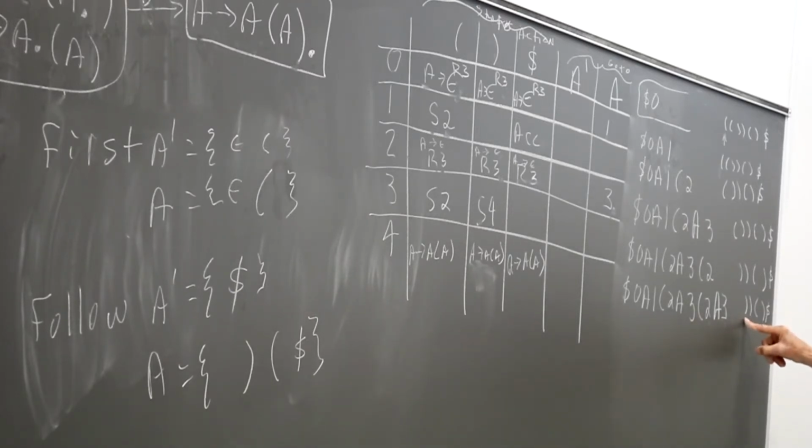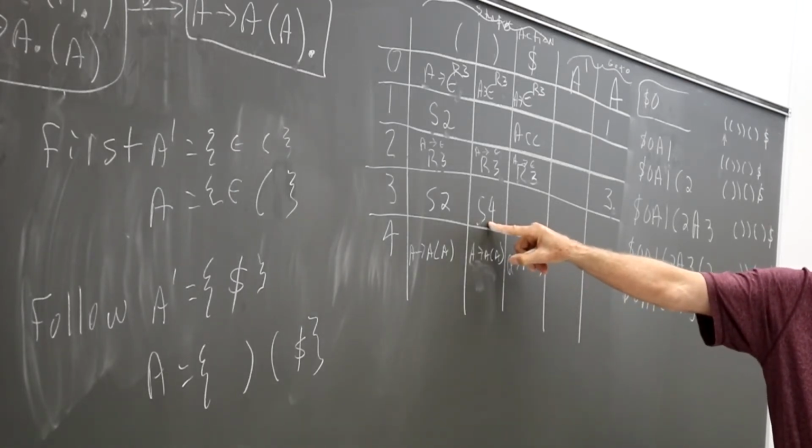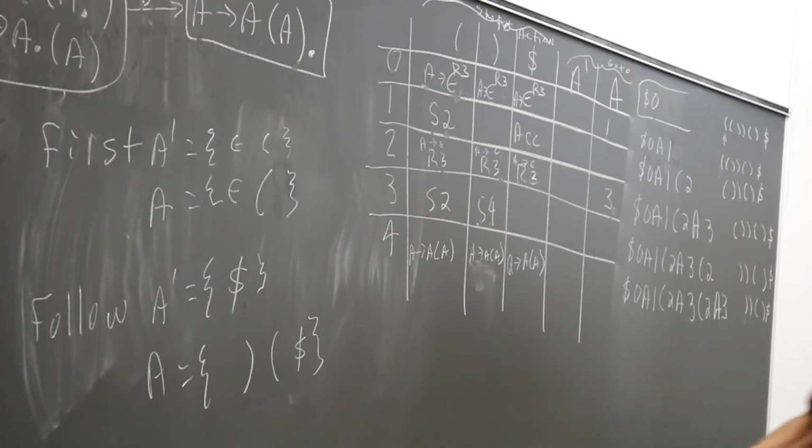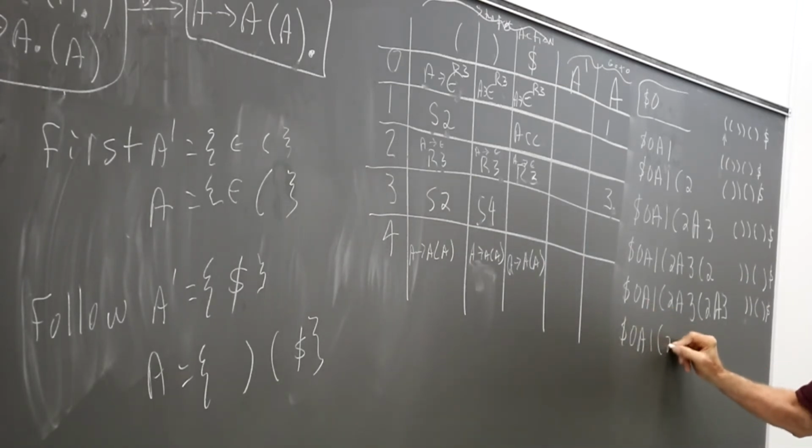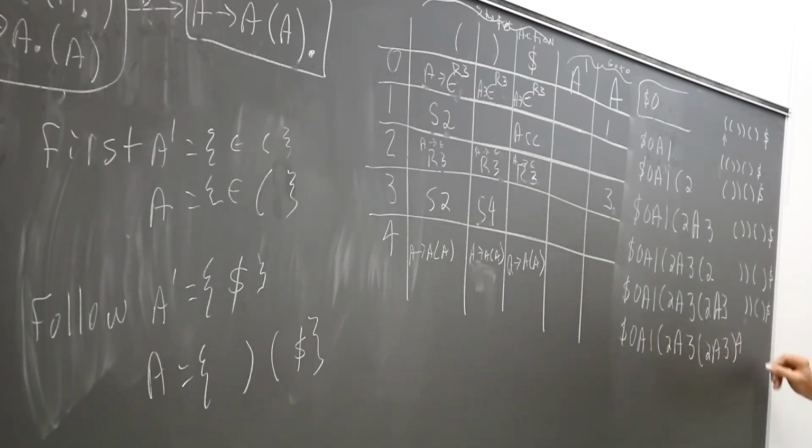3 right paren, shift 4. So I get $0 A1 paren 2 A3 paren 2 A3 shift 4. Paren, dollar. The stack grows, the input shrinks.